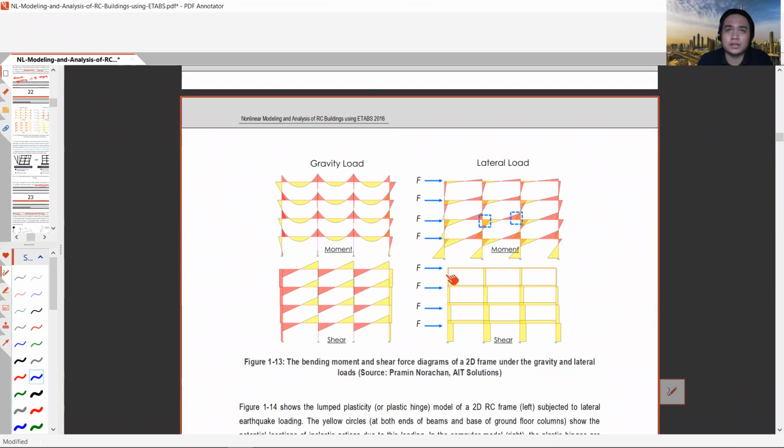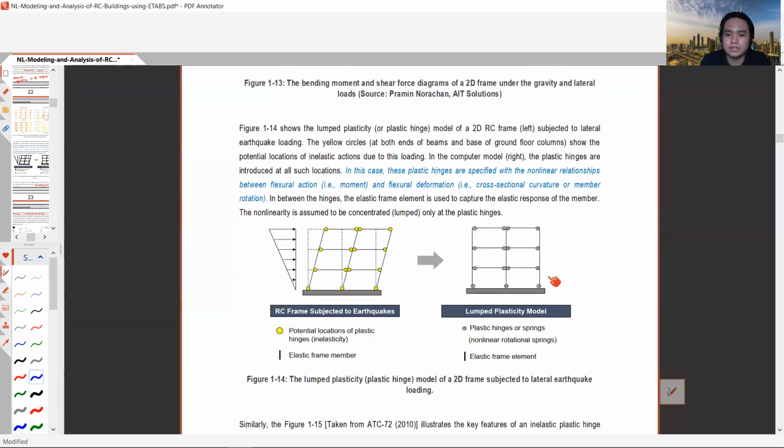Also the location of the plastic hinges is where the region of high bending demands. So for example, in the 2D frame subjected to lateral loads, the high bending location is at these ends, okay, these ends or this joint. So ibig sabihin nandun yung plastic hinges location. Okay, so these are the example of lumped plasticity model and these are the deformation under the lumped plasticity model.